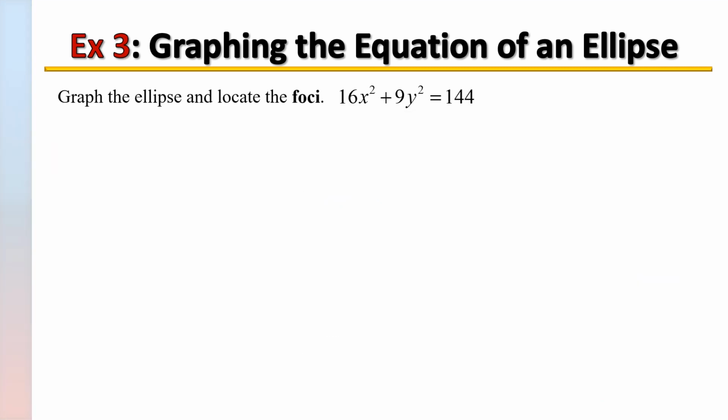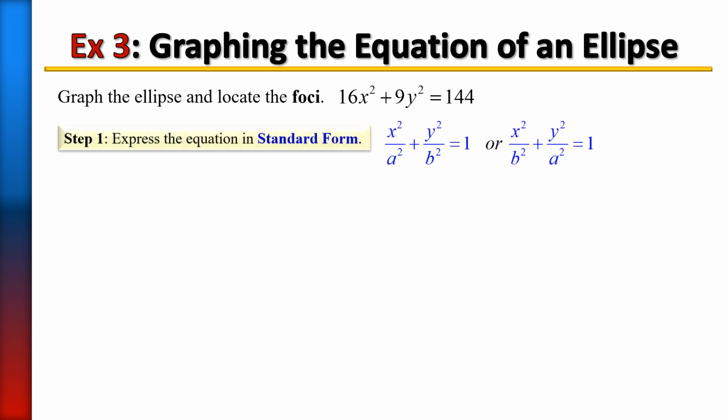In this example, we're asked to graph the ellipse and locate the foci of 16x squared plus 9y squared equals 144. Well, if you look at this equation, it is not in the standard form for an ellipse. To be in standard form, if you notice, the right side needs to equal 1.